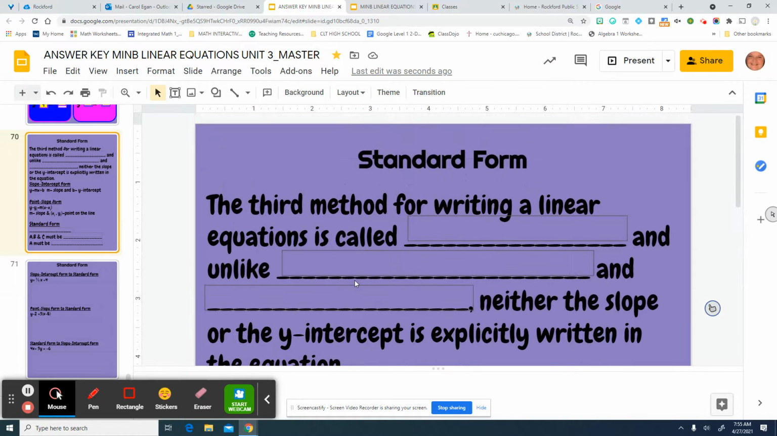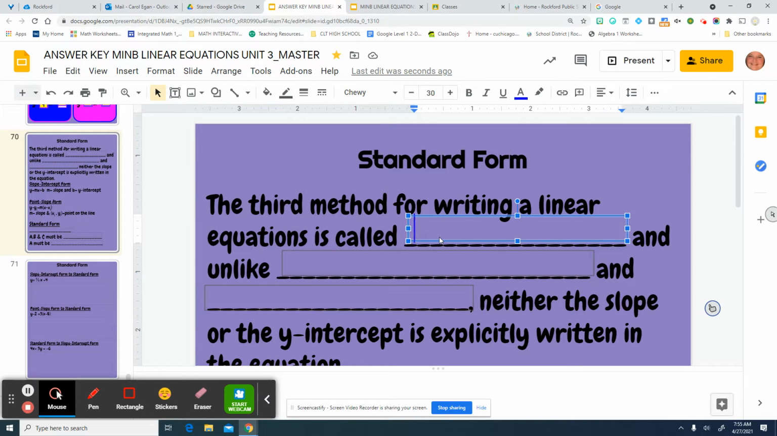Okay, today we're going to talk about standard form. At this point, you should know what slope-intercept form is. You should know what point slope is, and this third type is standard. So the third method for writing a linear equation is called standard form.